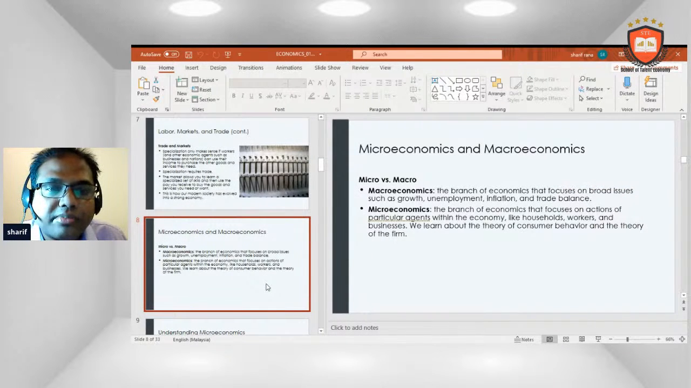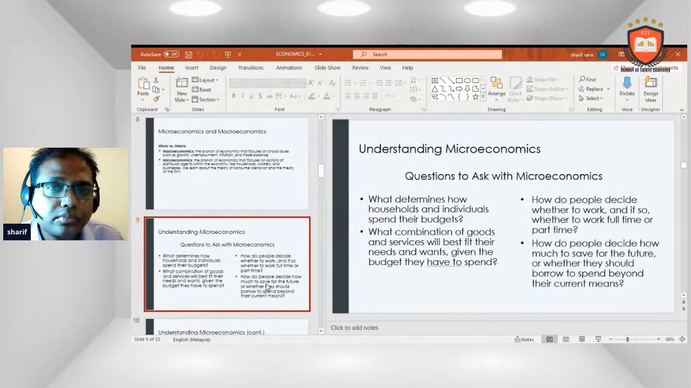Microeconomics and macroeconomics. Micro versus macro. Macroeconomics is the branch of economics that focuses on broad issues such as growth, unemployment, inflation, and trade balance. Microeconomics is the branch of economics that focuses on the actions of particular agents within the economy, like households, workers, and businesses. We learn about the theory of consumer behavior and the theory of the firm.